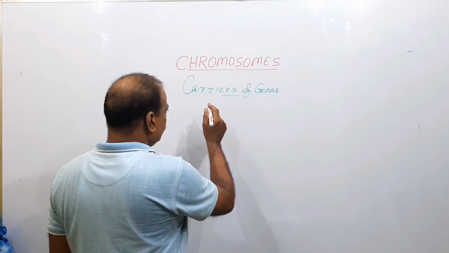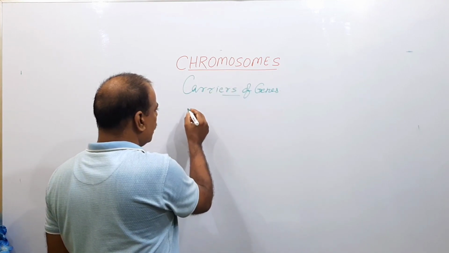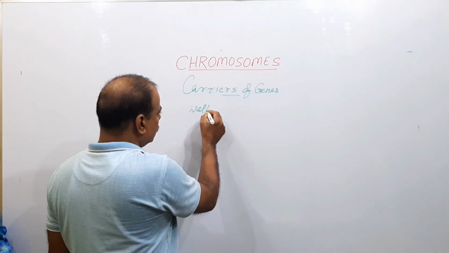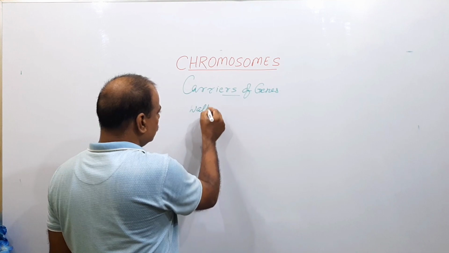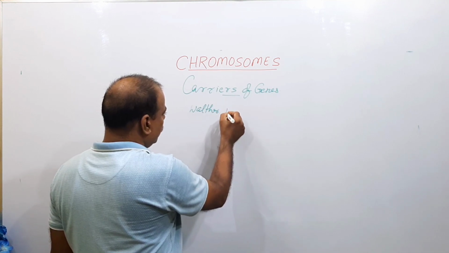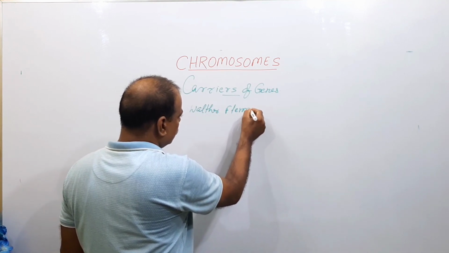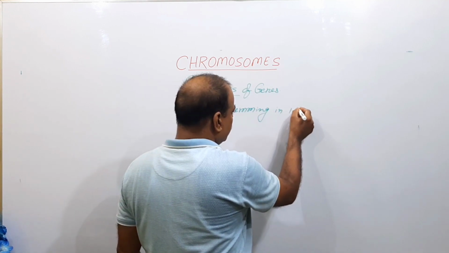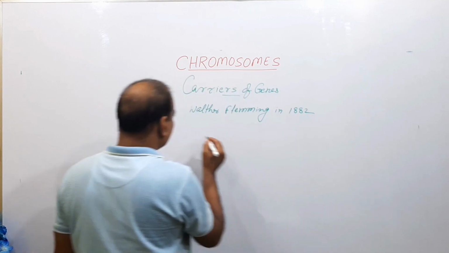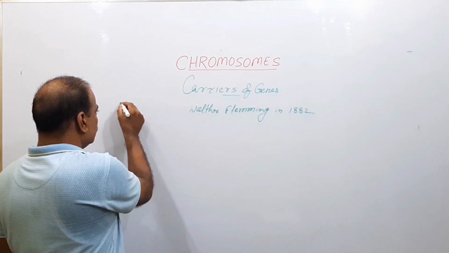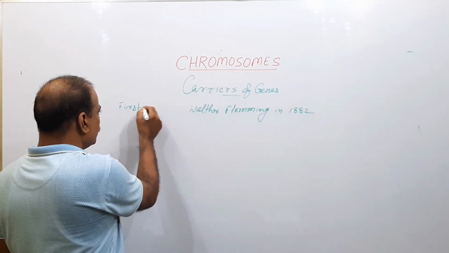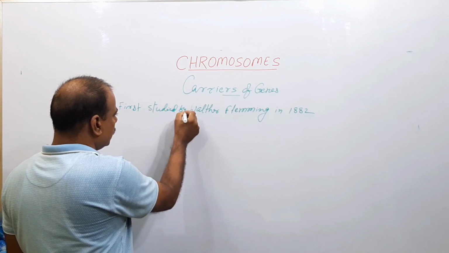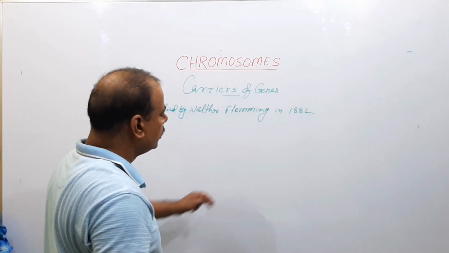Now, chromosomes were first studied by Walther Fleming in 1882.